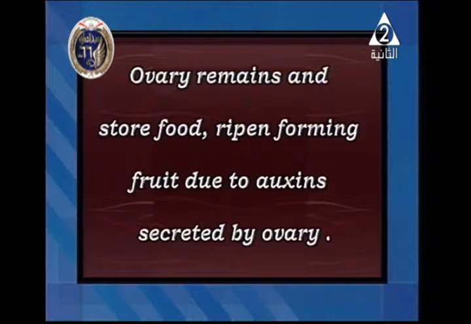Actually, the ovary remains and stores food. Ripen means it becomes ready for eating, forming fruit due to the auxins. Who can remember the auxins, which are secreted by the ovary? As you remember from the last chapter, auxins are hormones of the plant. They are responsible for what? Yes, for formation of fruit, fallen fruit, and so on.